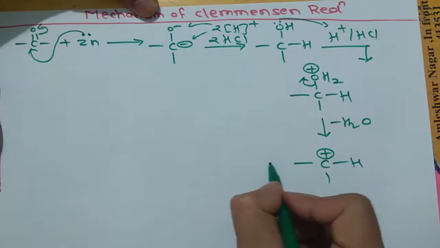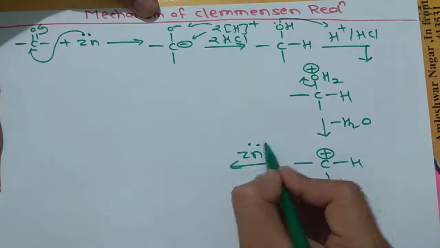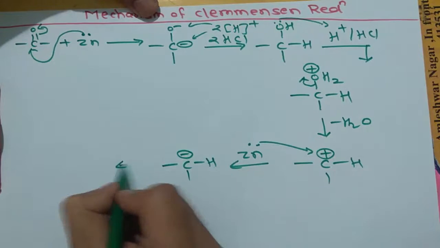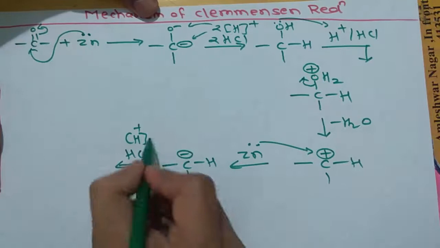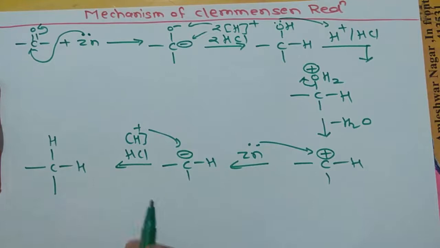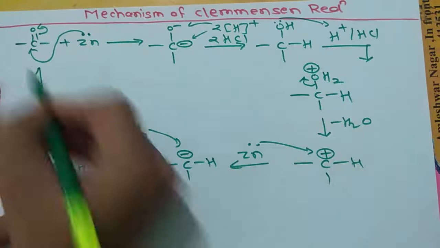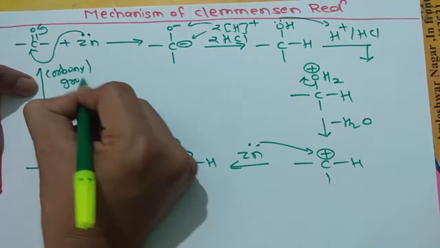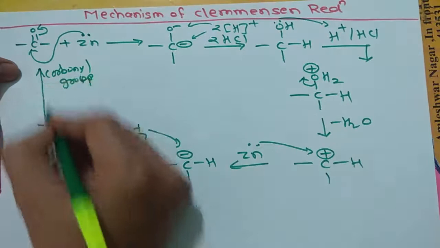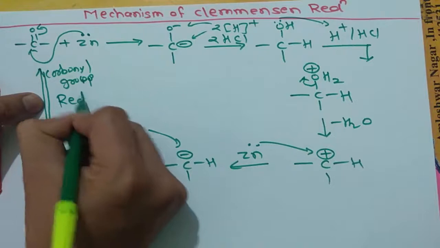In this reaction we again have zinc, which contains a lone pair of electrons. It can give the lone pair of electrons, and again there is a formation of carbonyl H, and here as it is. Again we have HCl molecules, which give protons to these sites. Again there is a formation of C H H. In the first slide you can see the carbonyl group, which is reduced to the methylene group. This reaction is called a reduction reaction.